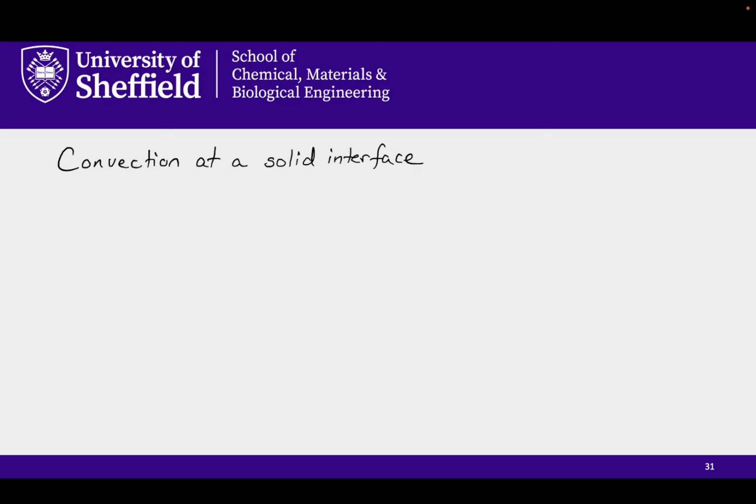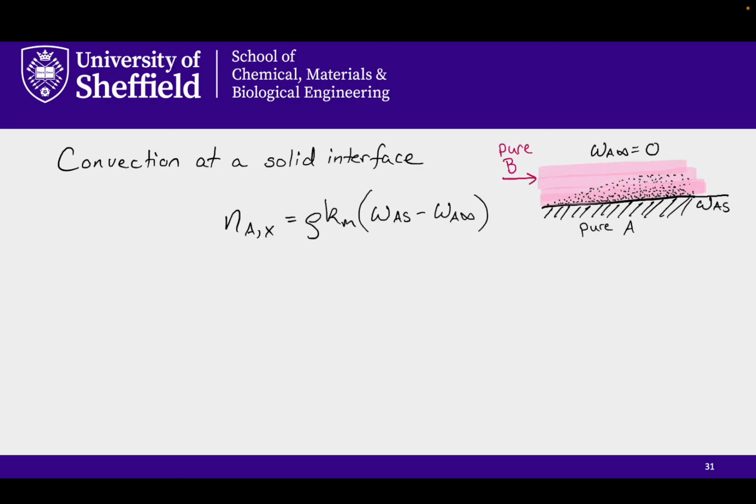Next, we look at convection at a solid interface. And this is given by this equation. And physically, if we look at this, a potential scenario could be a pure fluid of B flowing over a pure solid of A, which is soluble in B. And we see that A diffuses into B as B advects over the surface of A.